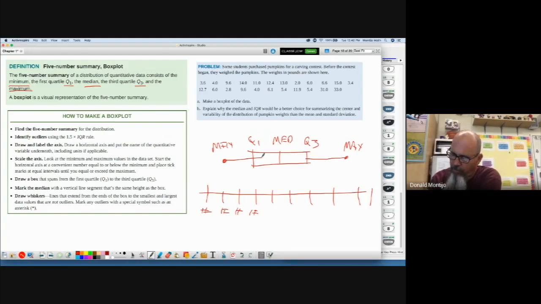So we have a problem over here on the right-hand side. Students purchased pumpkins for the carving contest. Before they carved them, they weighed them. The weights were shown here. So let's try to make a box plot of this data set.